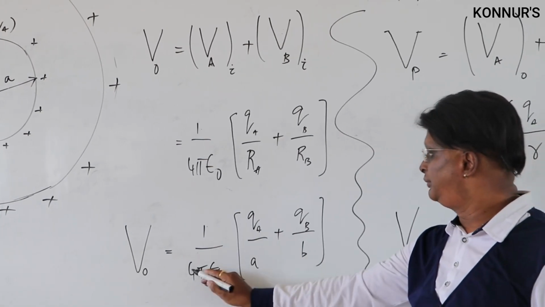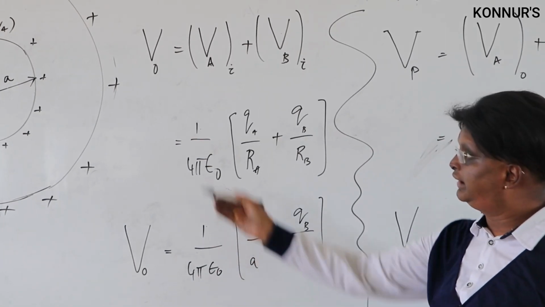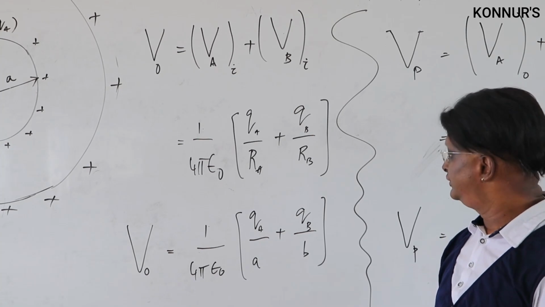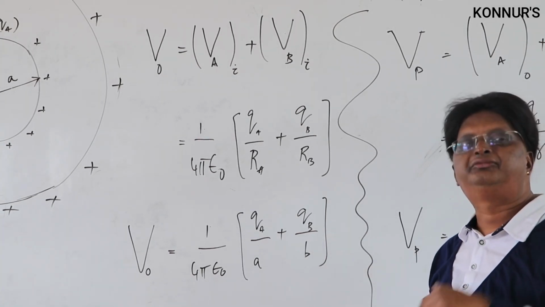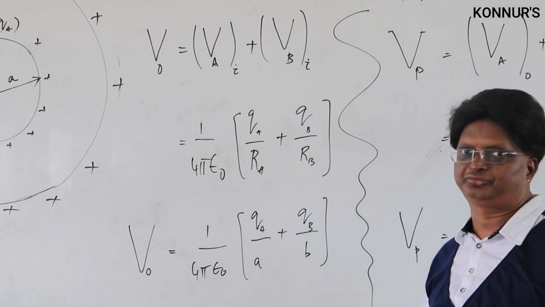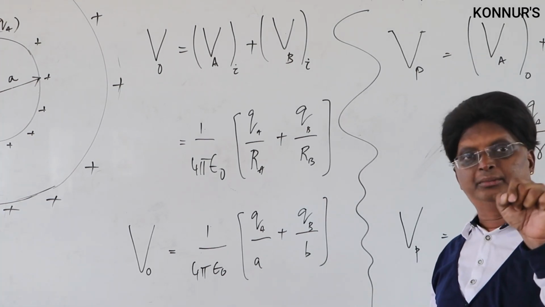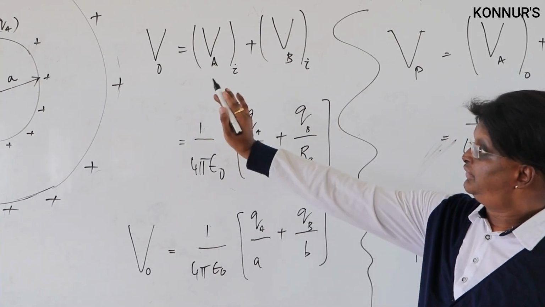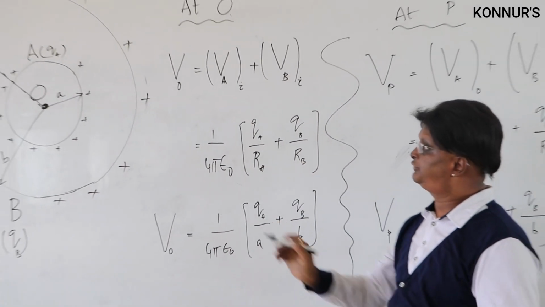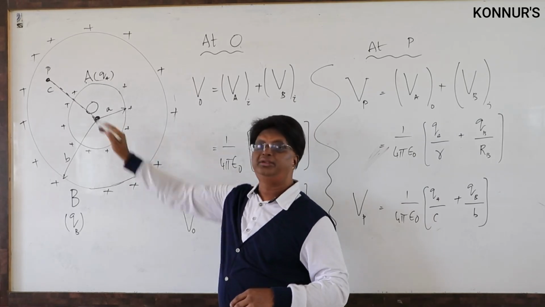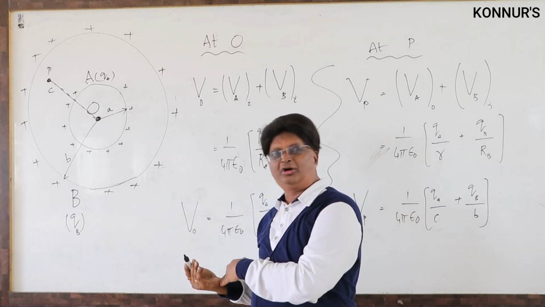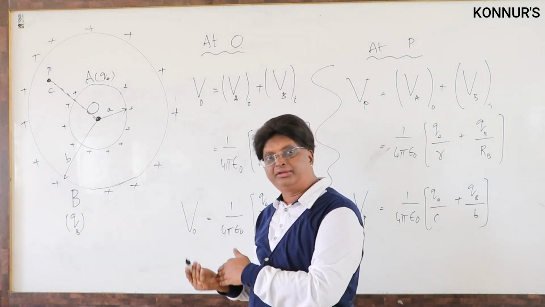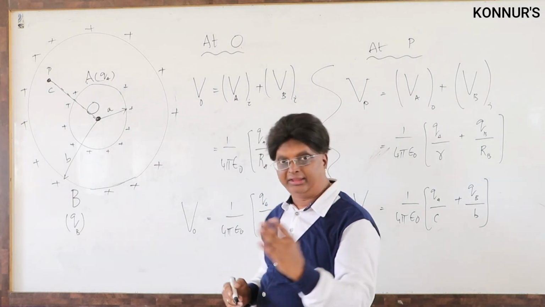Therefore, the answer is 1 by 4 pi epsilon naught, QA by small a, because we have given the symbols, plus QB by b, will be the potential at O. Now, if numerical values are given, you can do the substitution. Supposing the same data is given and it says the potential at the common center O is 0. Then what will be the ratio of charges or ratio of radii, like that.